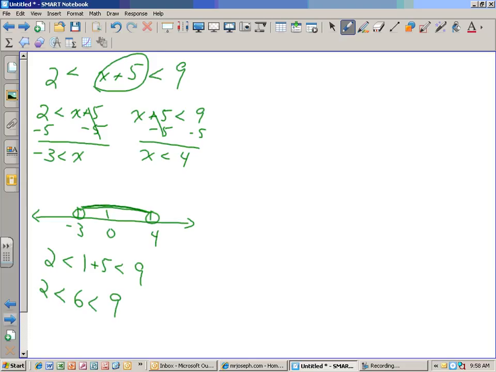Okay? Emily, you had a question? I don't know. Okay. So if you see something that's in between, it's an and statement. So what does it look like if it's an or statement? Well, let's do another and statement. Okay? So let's do one out of the book here.